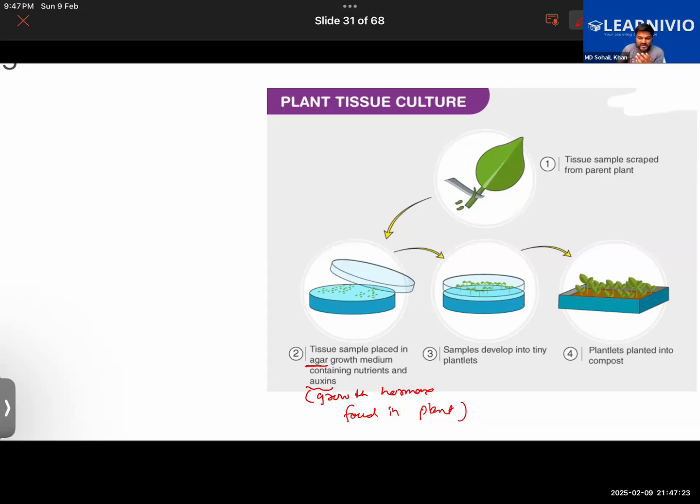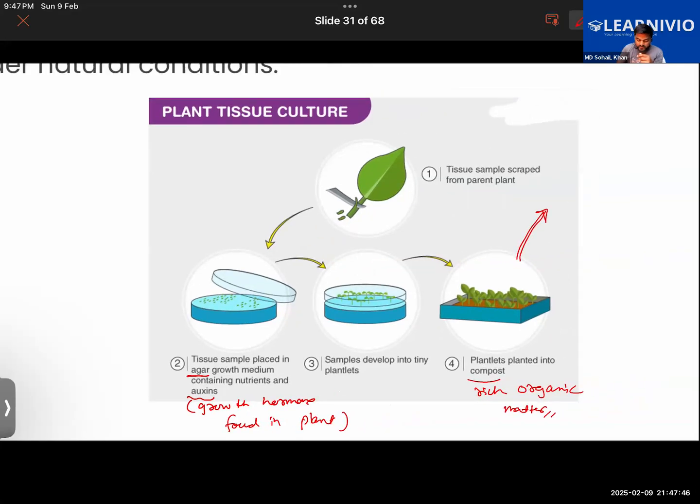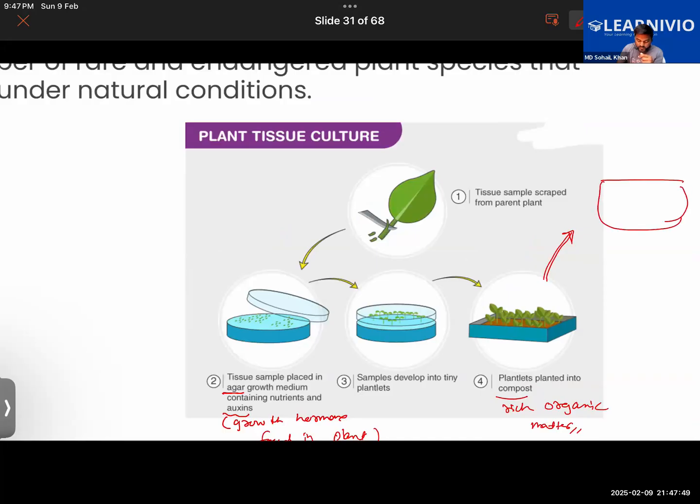So the samples will start to grow, and you can see it has started to grow into very tiny plantlets. Once it starts to grow into tiny plantlets, its nutrition requirement increases. It needs more nutrition. Then we put it into the compost. Compost is basically rich organic matter. So the plantlets will start to grow here, and from here we will now transplant it into the field. And that method is called transplantation, by the way.